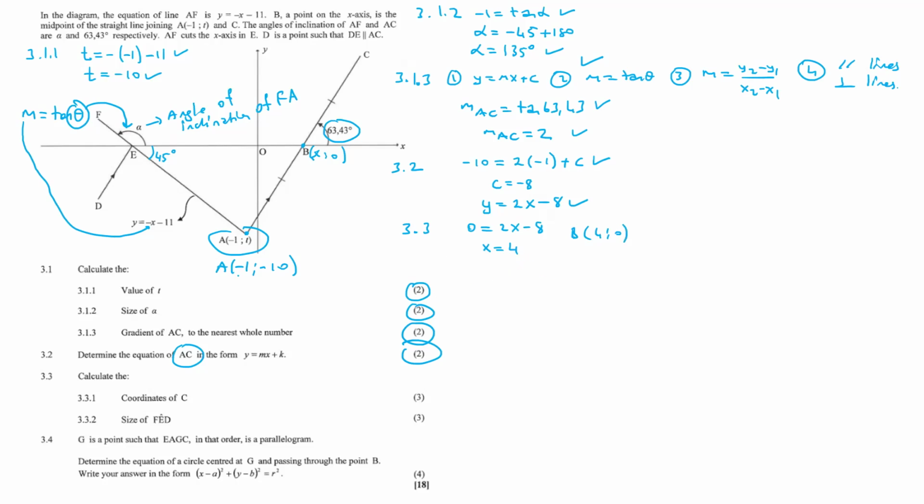So for the x coordinate, if C is (xc, yc), then -1 plus xc over 2 must give us 4. -1 plus xc is equal to 8. Then xc is equal to 9. Same thing for the y coordinate. So -10 plus yc over 2 must give us 0. From this, -10 plus yc is equal to 0. Then yc is equal to 10. So from this, the coordinates of C clearly are (9, 10).